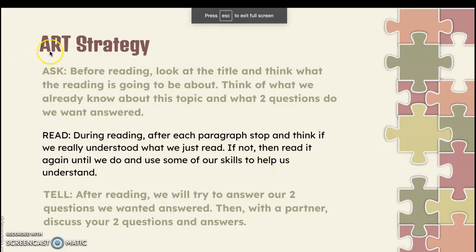So the next part is the R, and that is read. During our reading, after each paragraph, stop and think if we really understood what we just read. If we didn't understand, then we need to read it again until we do, and use some of our skills to help us understand. Some of our skills could be marking our paragraphs with a plus sign if we did understand them, marking our paragraphs with a minus sign if we didn't understand them, and then if we didn't, we need to read slowly, focus all of our attention on what we're reading, and underline words that we don't know, and then use our context clues to try and figure them out.